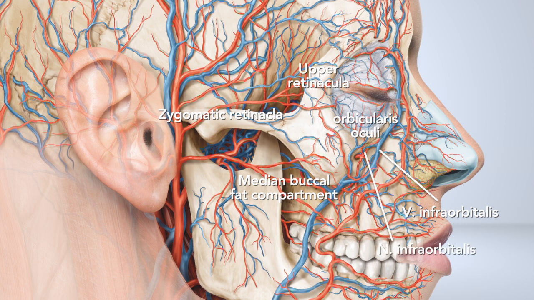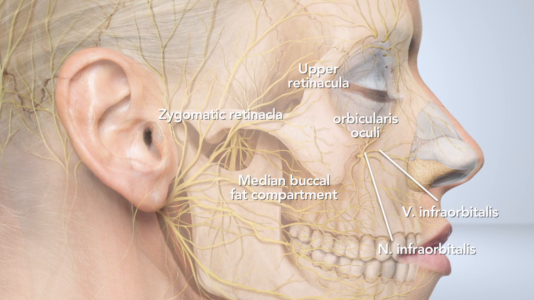The main anatomic precautions for injecting into the cheekbone are the infraorbital artery and the infraorbital nerve, a sensory nerve that starts in the infraorbital foramen of the maxillary bone.